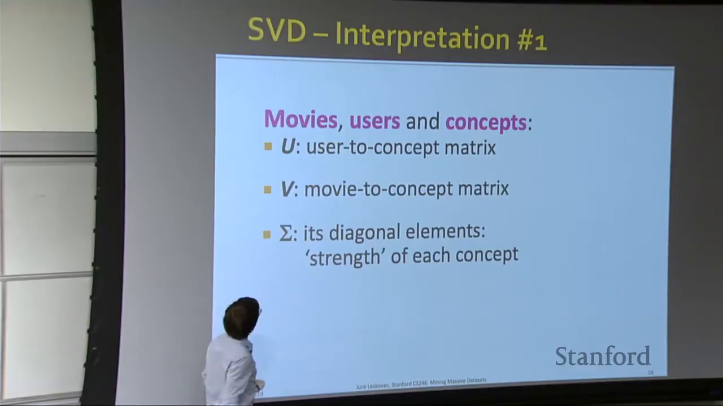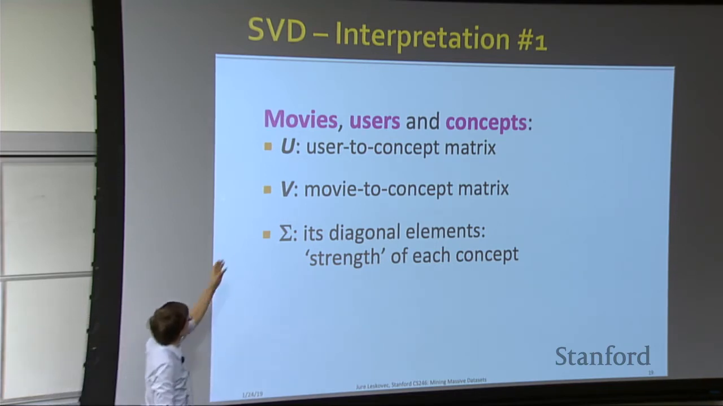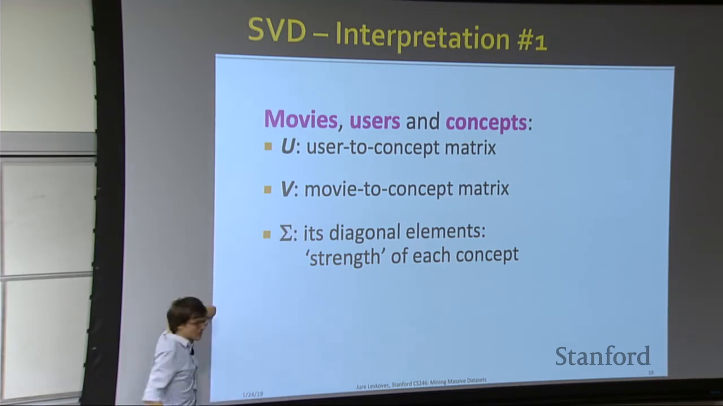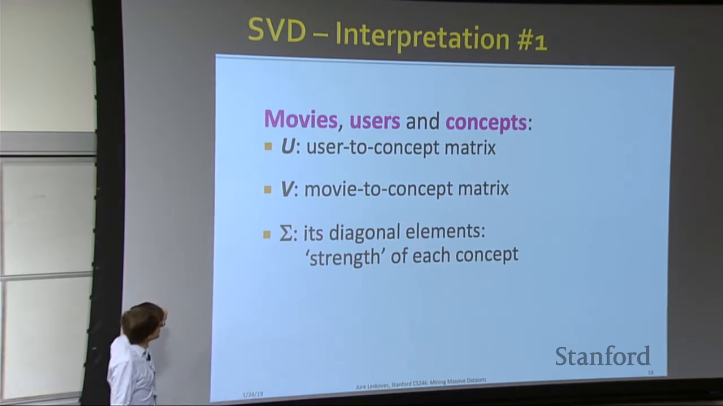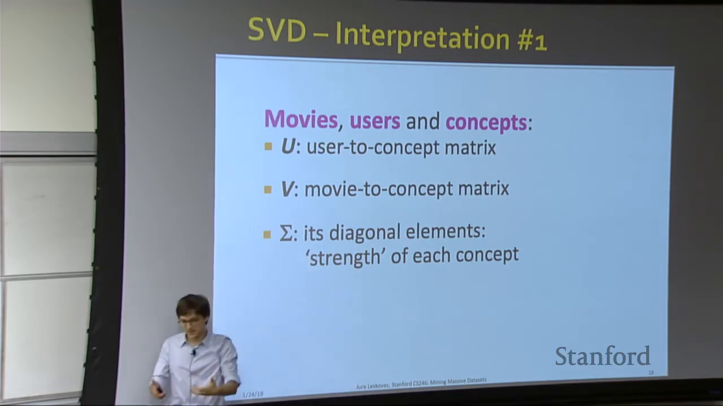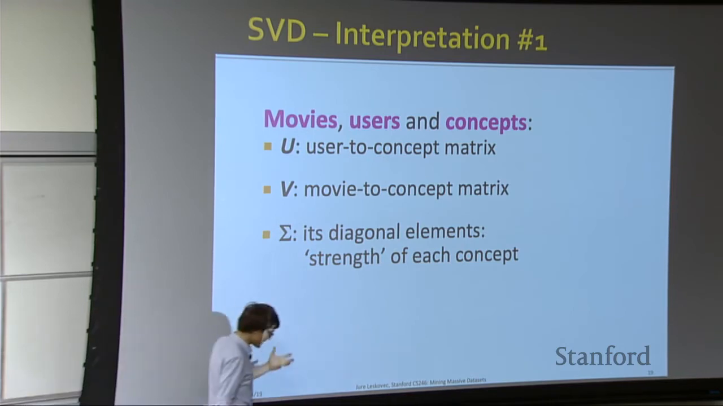So what is the first interpretation for SVD? It is that we have movies, users, and concepts. So I can think of U as a user to concept matrix, V as a movie to concept matrix, and sigma, its diagonal elements tell me the strength of each of these concepts. Okay? So now this is what we did.